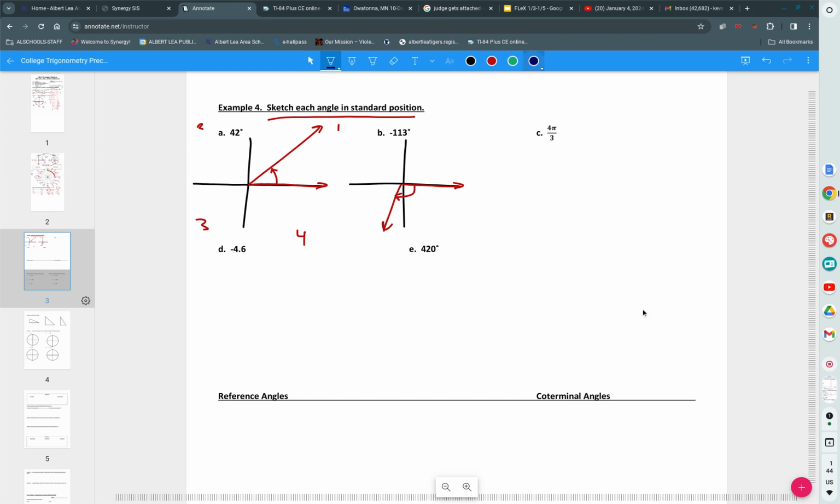4 pi over 3. What's different about this one is it's a radian. Most people will take that radian and they'll convert it into a degree. And the way we convert to degrees is we don't multiply by pi over 180, we multiply by 180 over pi.